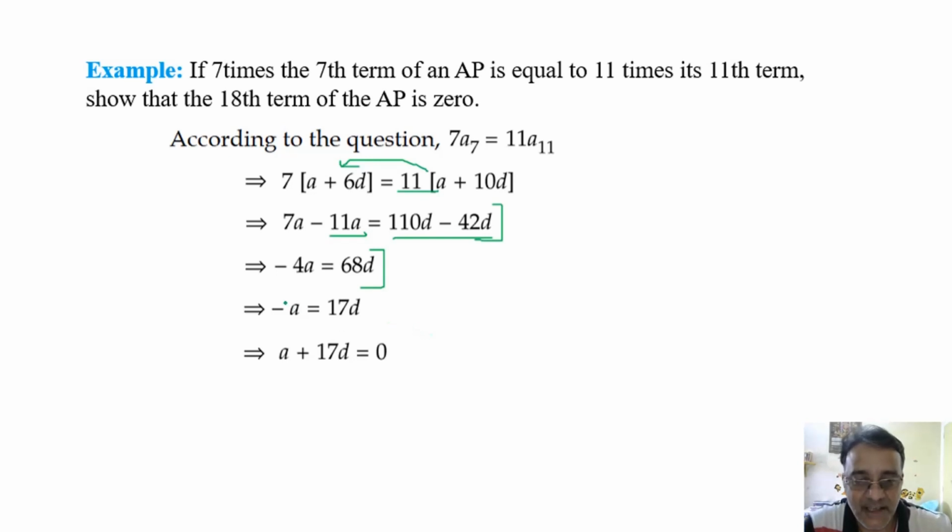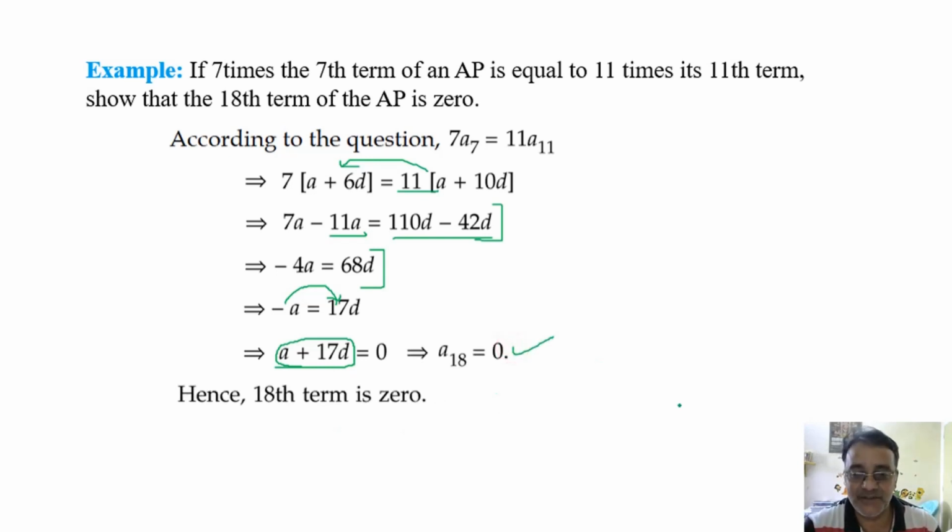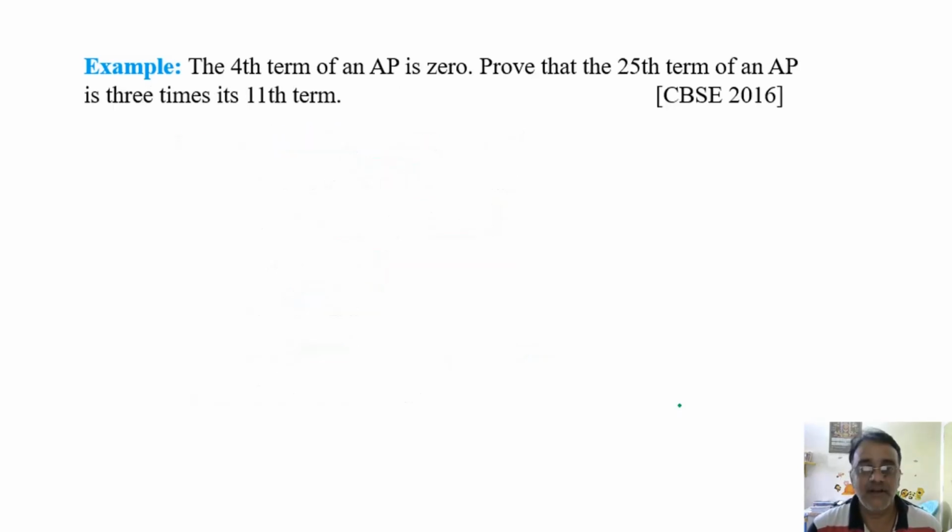So minus A को अगर इधर शिफ्ट किए तो प्लस A हो जाएगा. Similarly I told A is equals to minus 17D. If you shift minus 17 to left side, you will get this one. Now what is this? 18th term, right? So this will imply 18th term is equals to 0. Any doubt? No, sir. Okay. We'll see one more question.